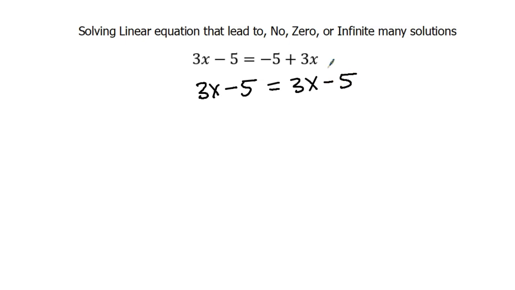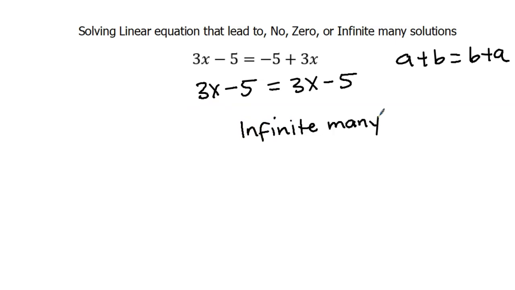So here you will try to solve this one. But one thing that you realize is that we were applying the commutative property here. Remember that a plus b is the same as b plus a, it doesn't matter, you will get the same answer. After we rearrange, we realize that the left-hand side is exactly the same as the right-hand side, and this is going to lead us into infinitely many solutions. So here, since we have exactly the same on both sides, this is going to give us infinitely many solutions.